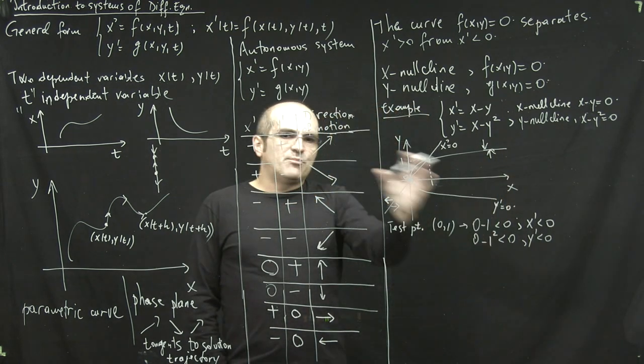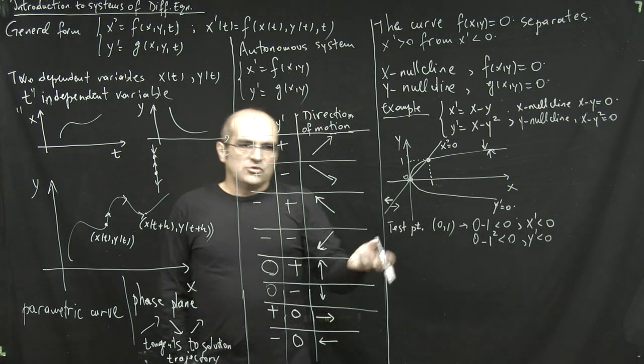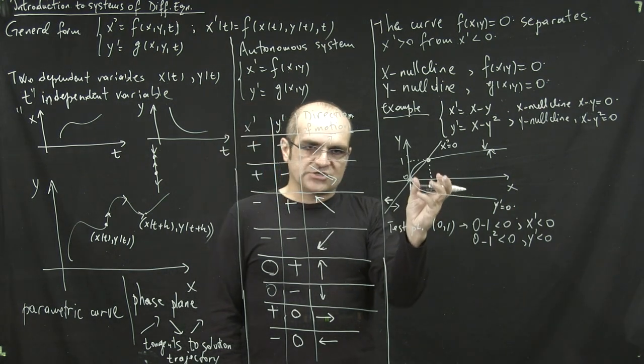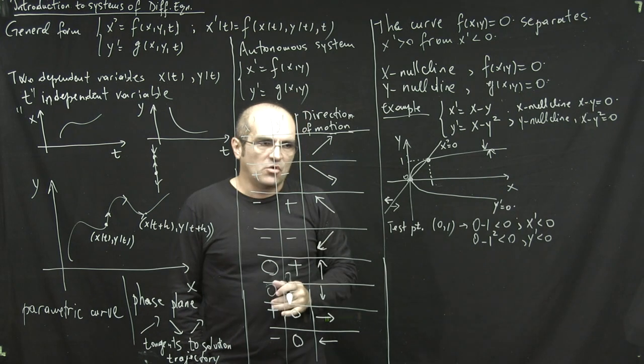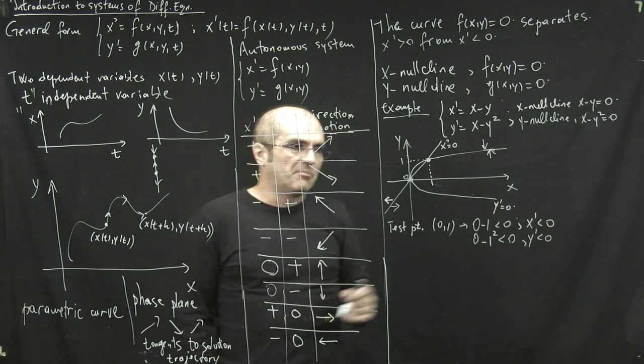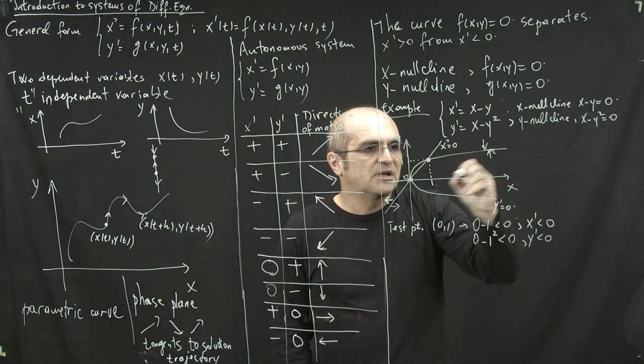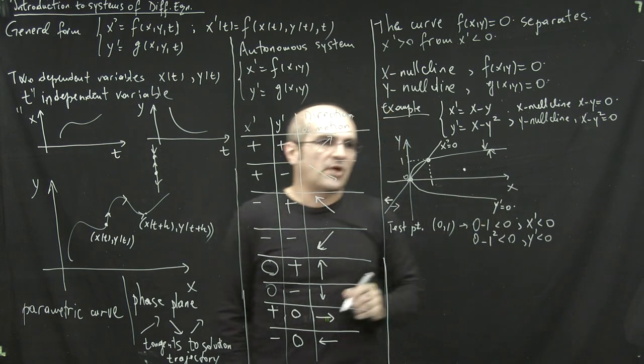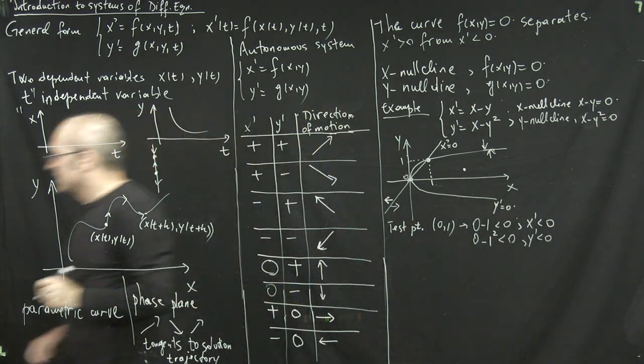So now at any point in the plane, you use the combination of these two pieces of information to figure out the direction of motion. So for example, let's pick a couple of points. Let's say here inside the parabola. Say I have an example here.